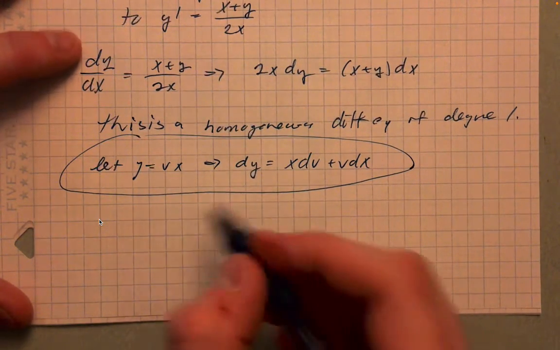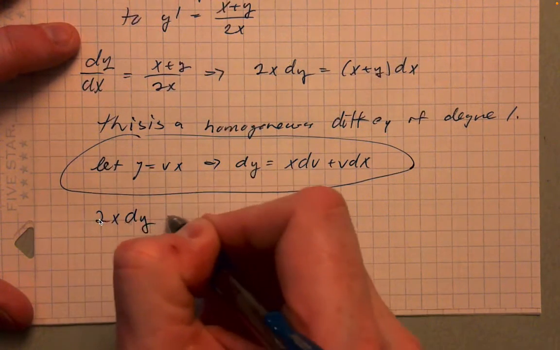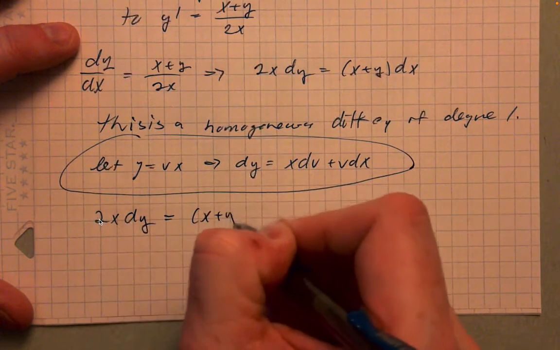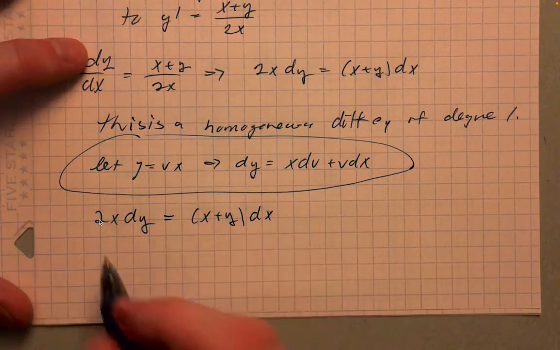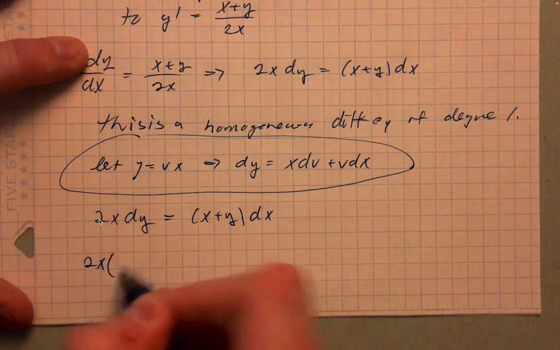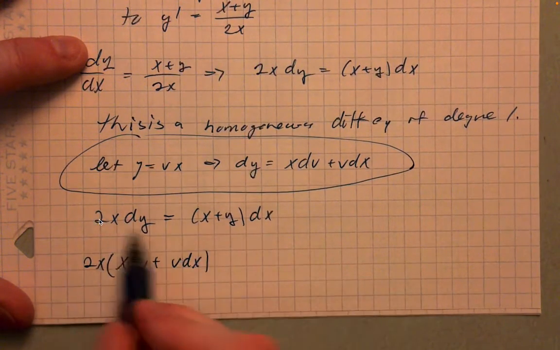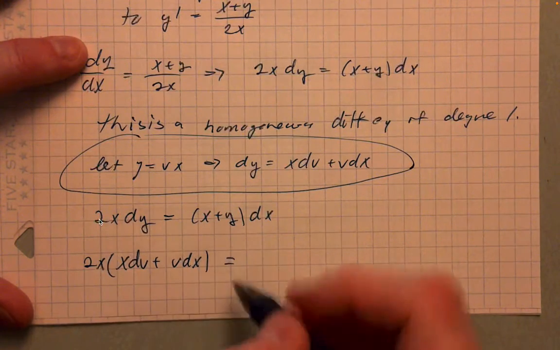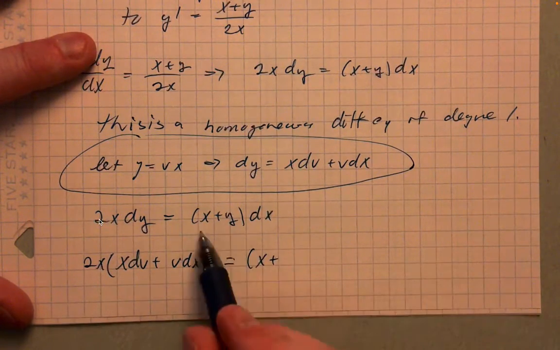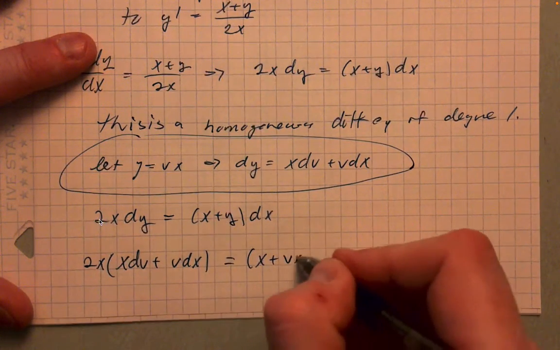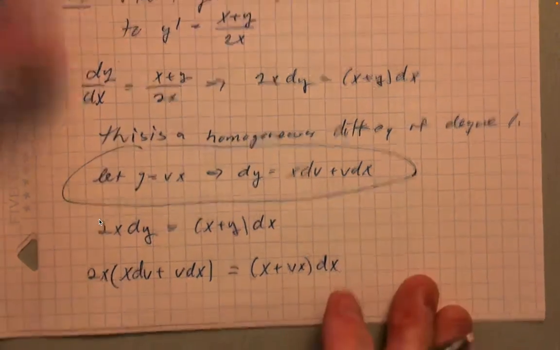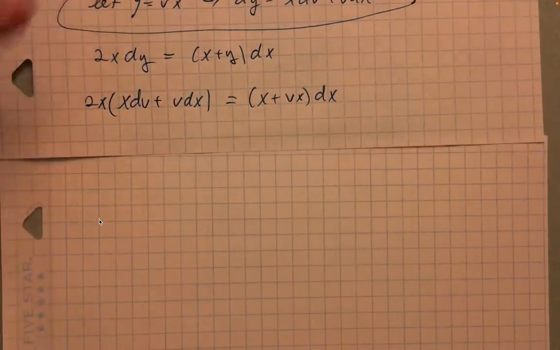And so here's what we have. We have 2x dy equals (x plus y) dx. Let's do the substitution. So 2x times (x dv plus v dx) is equal to x plus y, but instead of y, we're going to put vx, times dx. Okay, so we get to that.